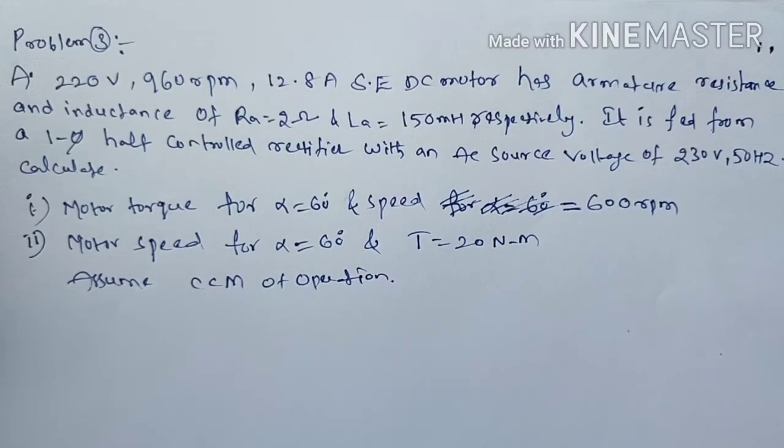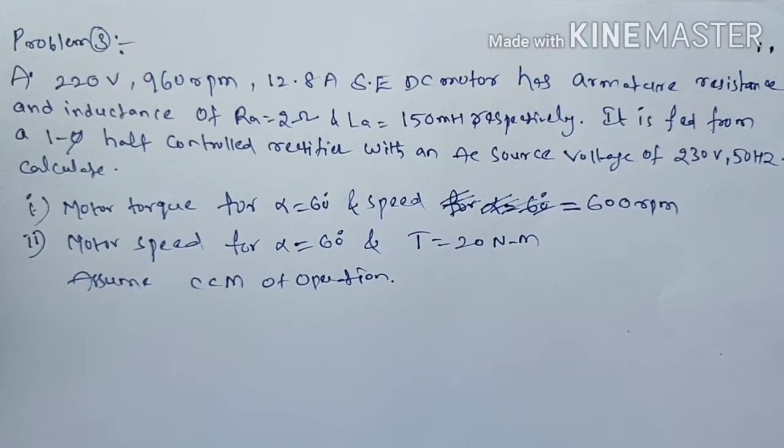So on the screen you can see the problem. The problem is given like this. A 220 volts, 960 rpm, 12.8 amperes separately excited DC motor has an armature circuit resistance and inductance of 2 ohms and 150 millihenry respectively. It is fed from a single phase half controlled rectifier with an AC source voltage of 220 volts and 50 Hz. Then they are asking us to calculate the motor torque for alpha equal to 60 degrees and speed equal to 600 rpm.